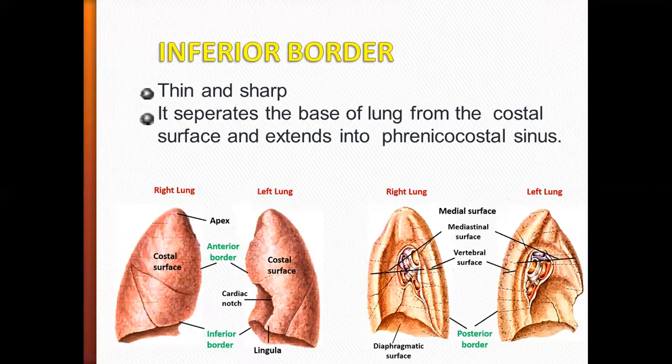Next one, inferior border. This is the inferior border. This sharp line, can you see? That is the inferior border on the right lung and the left lung. It looks thin and sharp, and it separates the base of the lung from the costal surface. Where is the costal surface? This is the costal surface. From here to the base, both are separated by the inferior border. Correct? That's it about the inferior border.